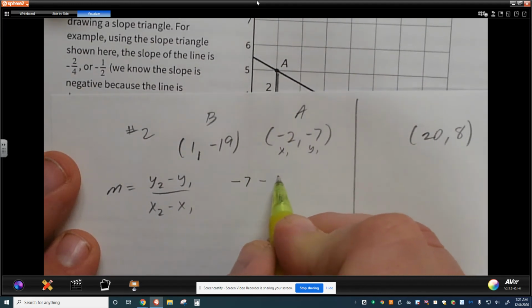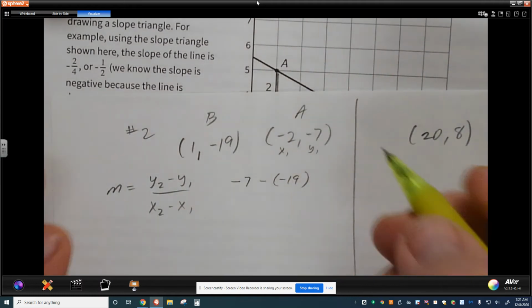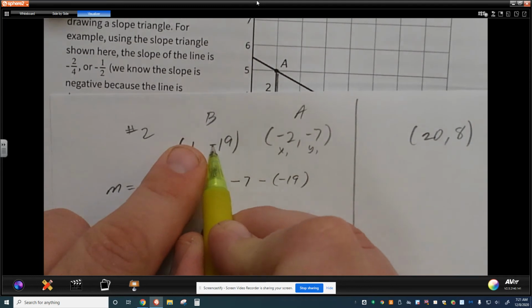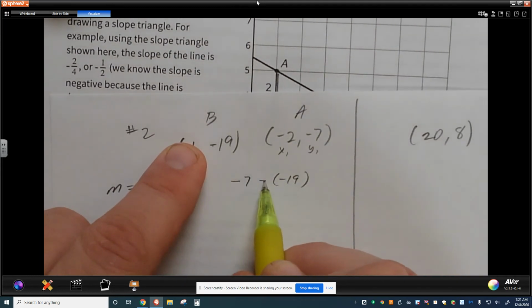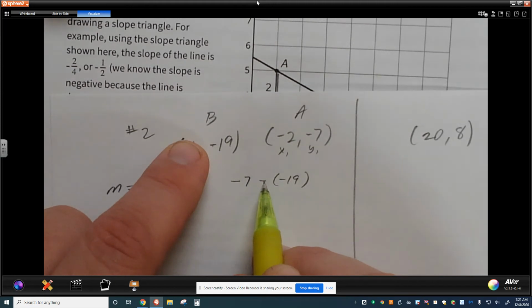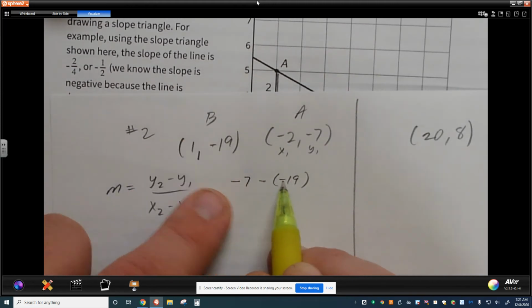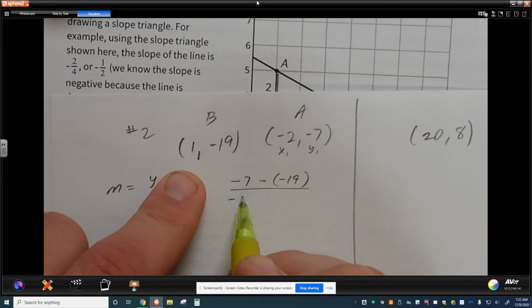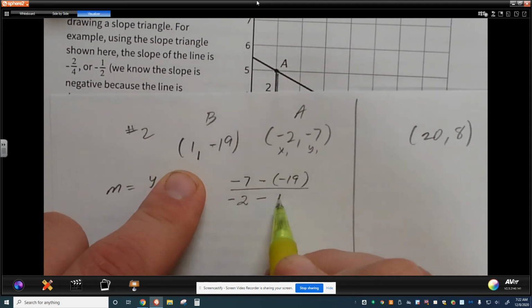-7 minus -19. One of the common mistakes that I see is people mistake this negative sign right here as the minus sign right here. We can't do that. We have to keep those 2 negative signs separate from each other. Now, since I started with ordered pair A, I need to finish with ordered pair A and my x's.